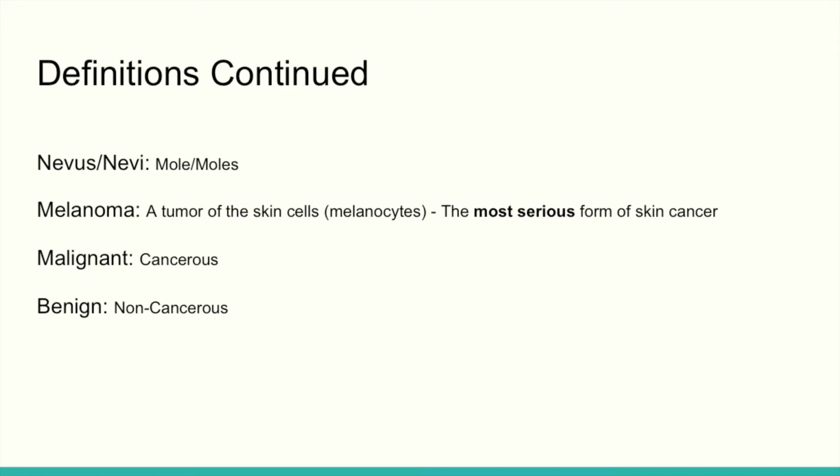Some more definitions. A nevus or nevi are moles. We'll use those interchangeably. Melanoma is a specific tumor of skin cells, and it's the melanocytes that are actually malignant, and it is by far the most serious form of skin cancer. Malignant means cancerous, benign means non-cancerous.